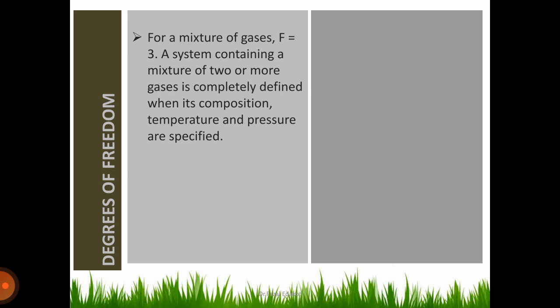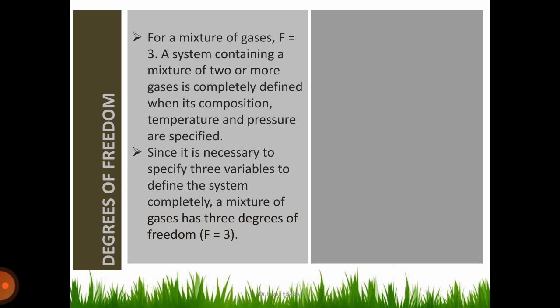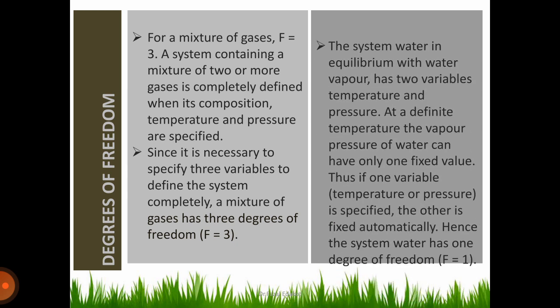For a mixture of gases, the degrees of freedom is 3, we have already said. A system containing a mixture of 2 or more gases is completely defined when we know its composition. I said number of moles, temperature and pressure are specified. Since it is necessary to specify 3 variables to define the system completely, the mixture of gases has 3 degrees of freedom. The system water in equilibrium with water vapor has 2 variables, that is temperature and pressure.